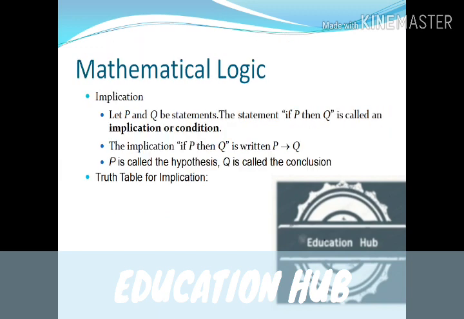Implication: you have to understand that, let P and Q be two statements, then if P then Q. If the condition P is satisfied, then obviously Q will follow. P is called the hypothesis, and Q is called the conclusion of this hypothesis. Here I am explaining, but in the slides you will get the proper definitions. So what is disjunction, what is conjunction, what is implication, I think it is clear to you now.